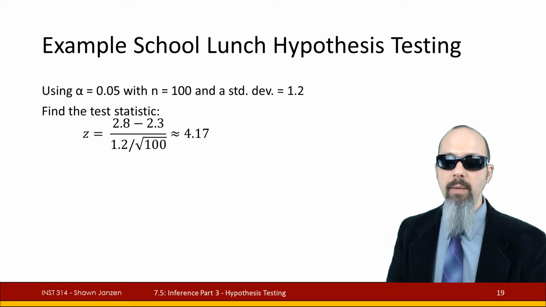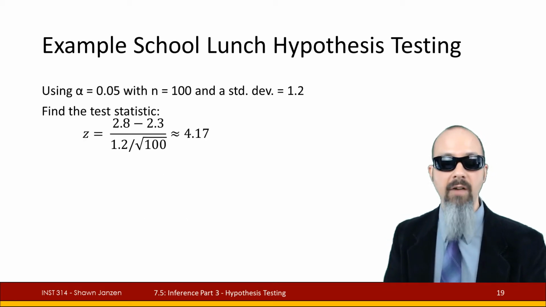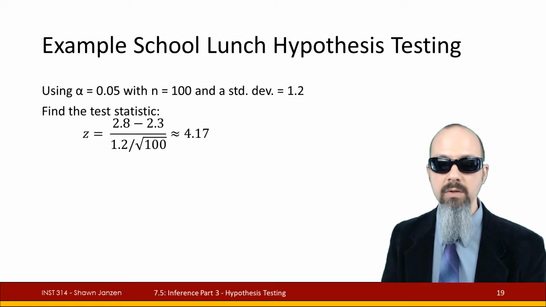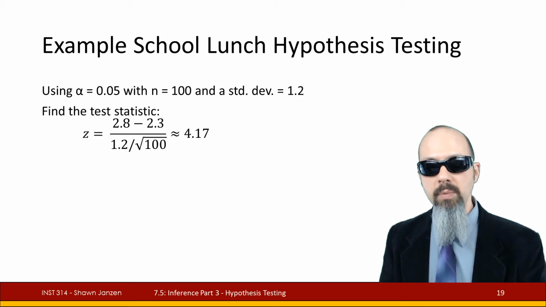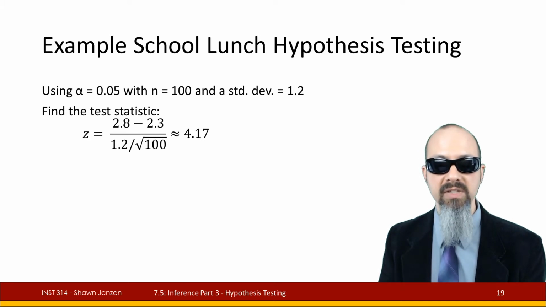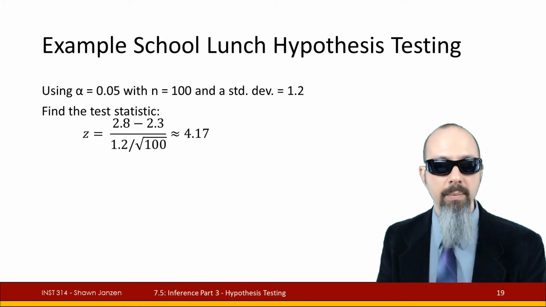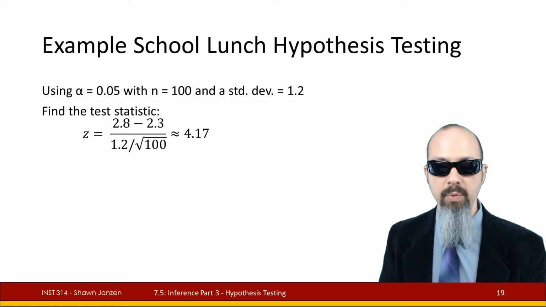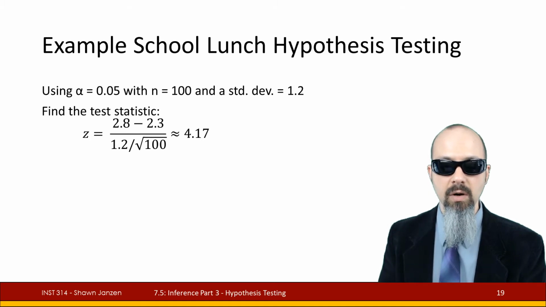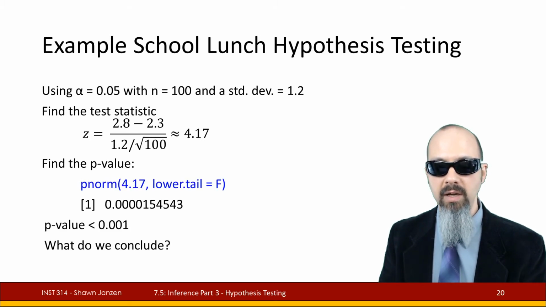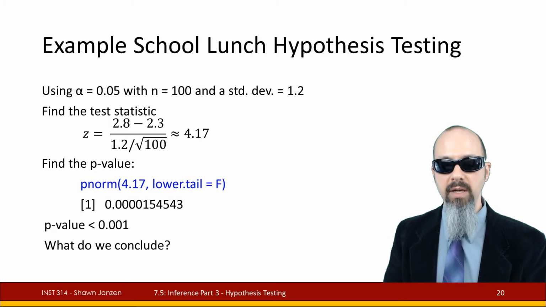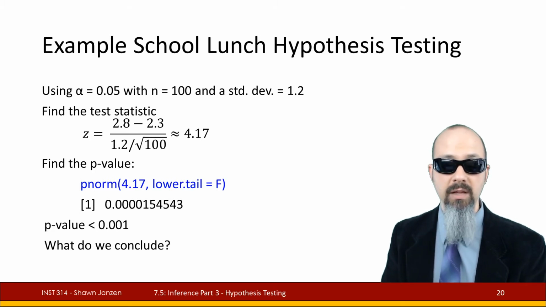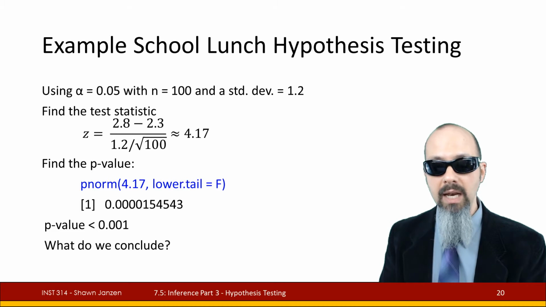And if we're going to put this into a hypothesis test, we could say we have an alpha of 0.05 with a sample of 100 students, standard deviation of 1.2. We plug this in, and we have our sample statistic of 2.8 minus the population mean of 2.3 divided by the standard deviation of 1.2 over the square root of 100, which gives us a z-score of 4.17. We can take that and plug it into the p-norm function. It will give us the p-value, and it gives us a ridiculously small value where the p-value is less than 0.001. So what can we conclude?